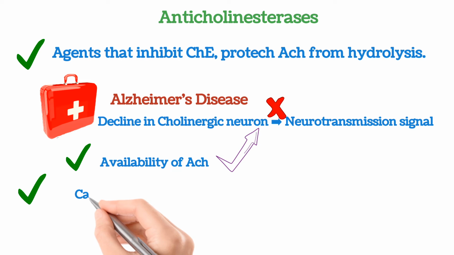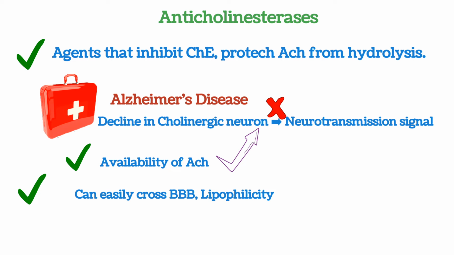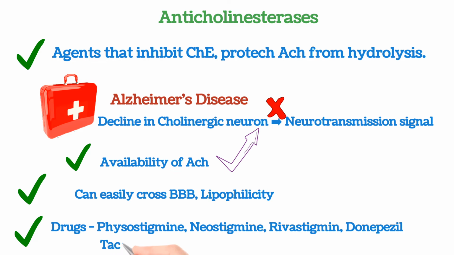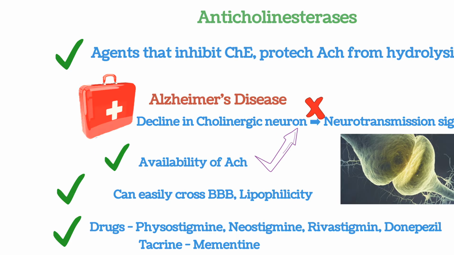But for that, the drug which we are using has to be highly lipophilic, because it has to cross the BBB, which we call the blood-brain barrier. And drugs which are used for Alzheimer's disease or as anticholinesterases are like physostigmine, neostigmine, rivastigmine, donepezil. And one more class is there, that is the tacrine class. An example is memantine, which acts in the neuron and increases the level of acetylcholine. The presence of acetylcholine will get increased, which will help to transmit the signal from neuron to neuron.